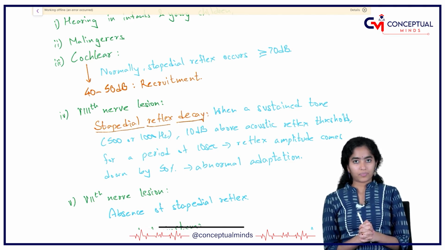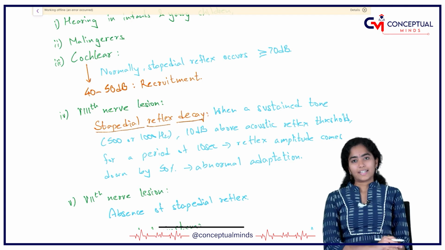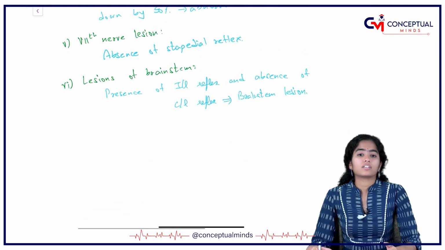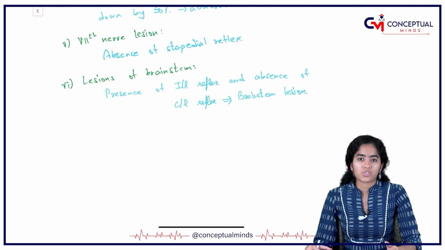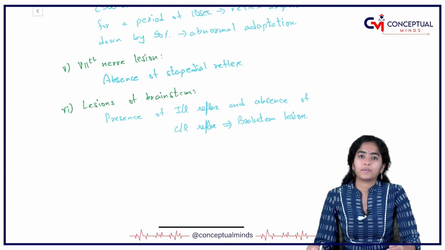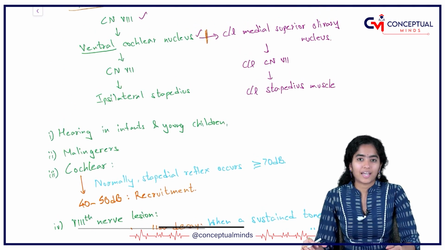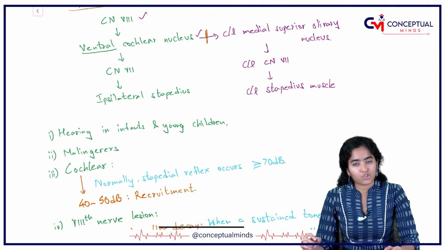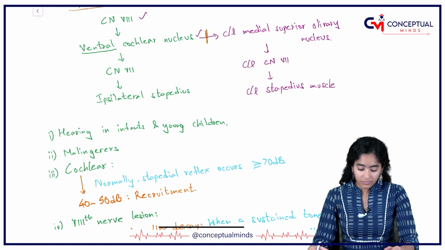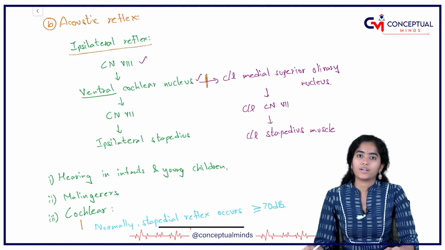retrocochlear pathology. Because in cochlear pathology, what happens? The stapedial reflex is occurring at a lower intensity. So these are the uses of acoustic reflex. With this, I complete the topic of impedance audiometry. The first part is tympanometry and the second part is acoustic reflex. The reflex can be measured. The stapedial muscle contraction can be picked up. And we can understand various pathologies based on this acoustic reflex.